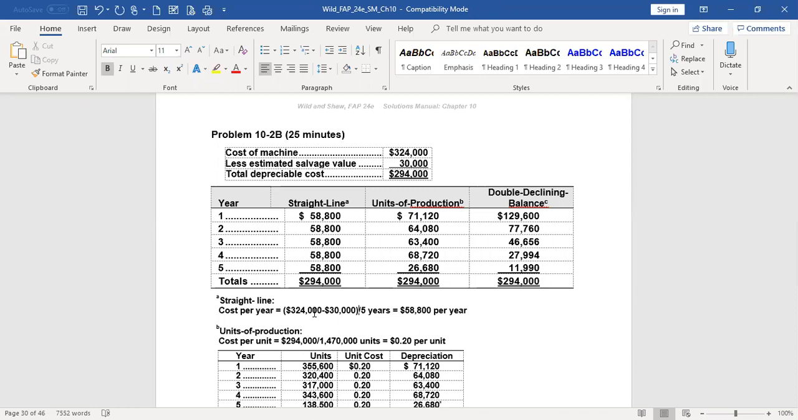So your straight line amount each year, $58,800. That does not change. The life doesn't change here. The salvage value did not change here. So we use the same amounts to calculate the expense for each year. If we add up the depreciation expense calculated for each year, under straight line, it will equal $294,000.